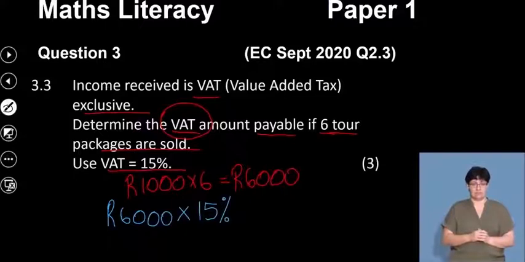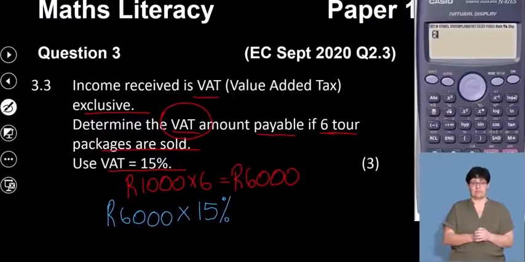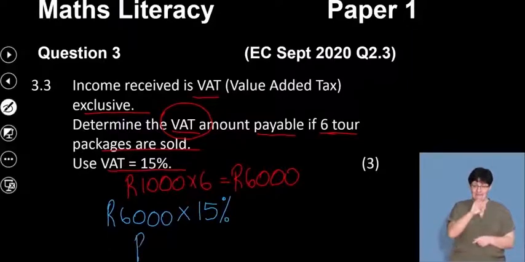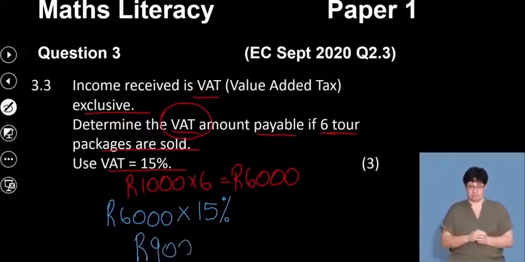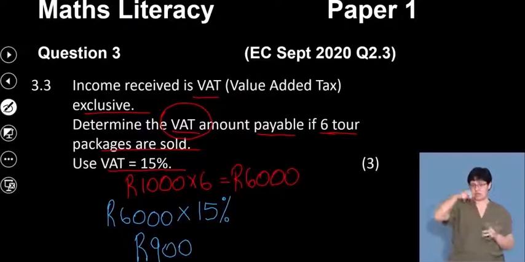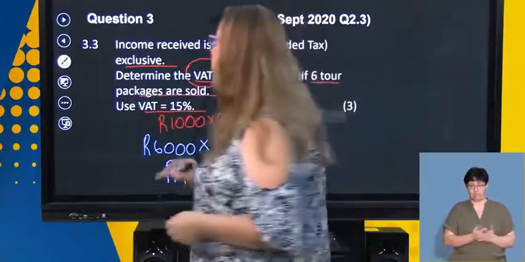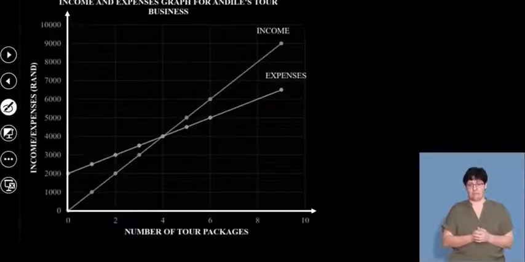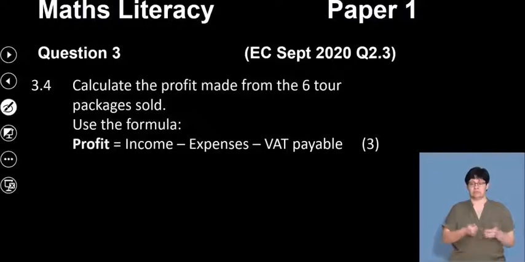I'm going to get my calculator out. So 6,000, again, double check that you've got the correct numbers in, times 15 and my percent, and I get 900 Rand. So my answer to that is 900 Rand. I'm just going to go back and double check the question. Determine the VAT amount payable if 6 tour packages are sold. So I know that I've answered the question correctly. I've just given them the VAT amount.